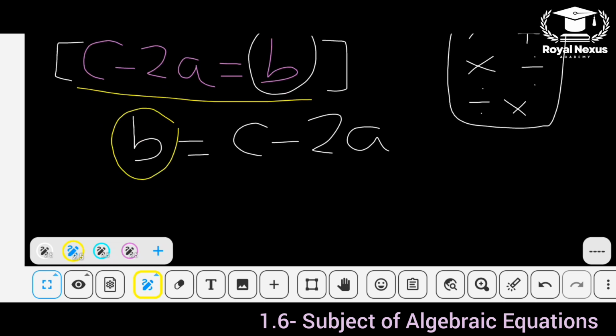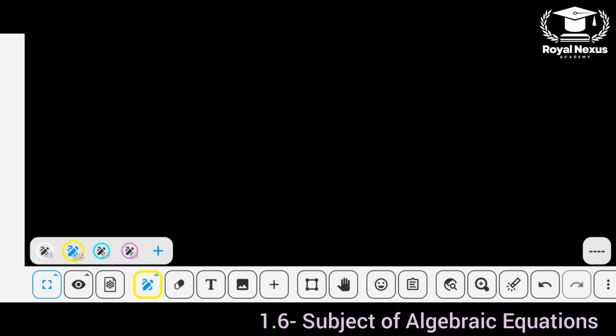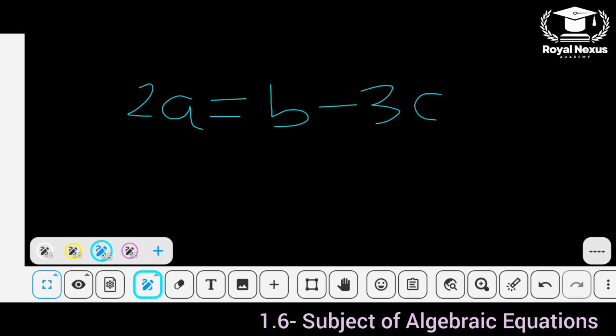Now moving on to the second part. The second question is 2A is equal to B minus 3C. And over here you can see that no variable is the subject because no variable is isolated on either side of the equation. If I ask you to make A the subject of this equation, the first step is that whatever variable you want to make the subject, you need to isolate that variable.